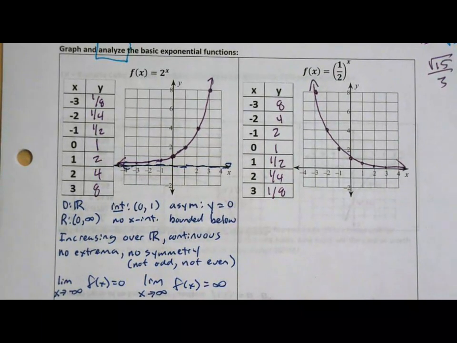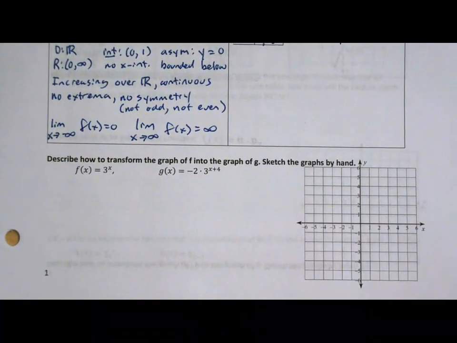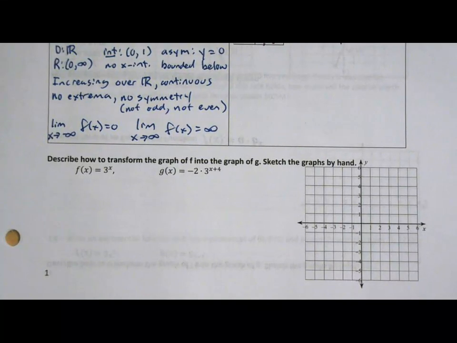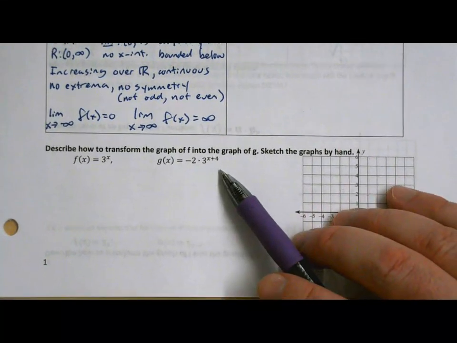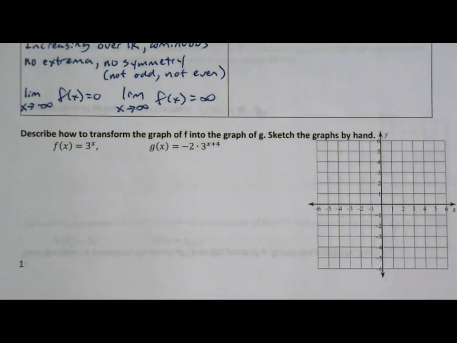All right. Here's another blast from the past. Transformations! Yay! I told you these were never going to go away. We're going to transform a parent function of 3 to the x power into this. Let's start by counting. How many transformations are we going to have to fit in this tiny little space?